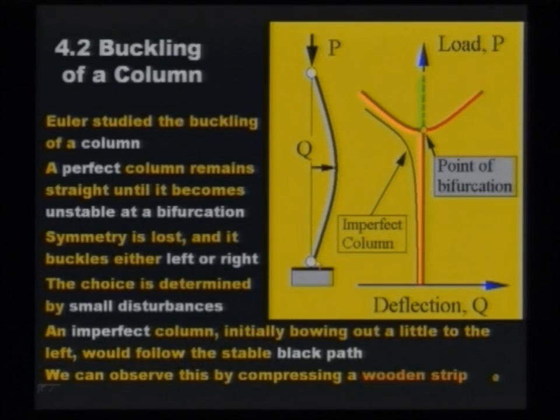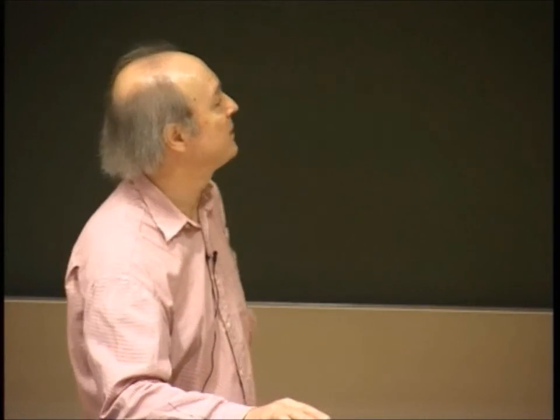If you imagine the column were imperfect, in other words, if the column were a little bit bent to the left originally, and you tested that imperfect column, it would have a propensity to go this way, and you wouldn't hit the point of bifurcation. And that's going to be an important point that I'd like to explain in a few minutes.